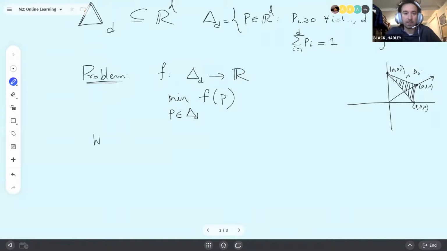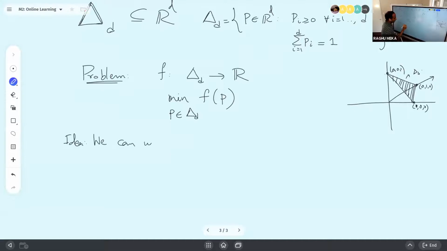So the idea is we can use projected gradient descent. Okay, this does relatively well, but somehow it's not exactly as nice as what we're going to do. And I'm telling you that we can actually use multiplicative weights to get a very nice guarantee here.